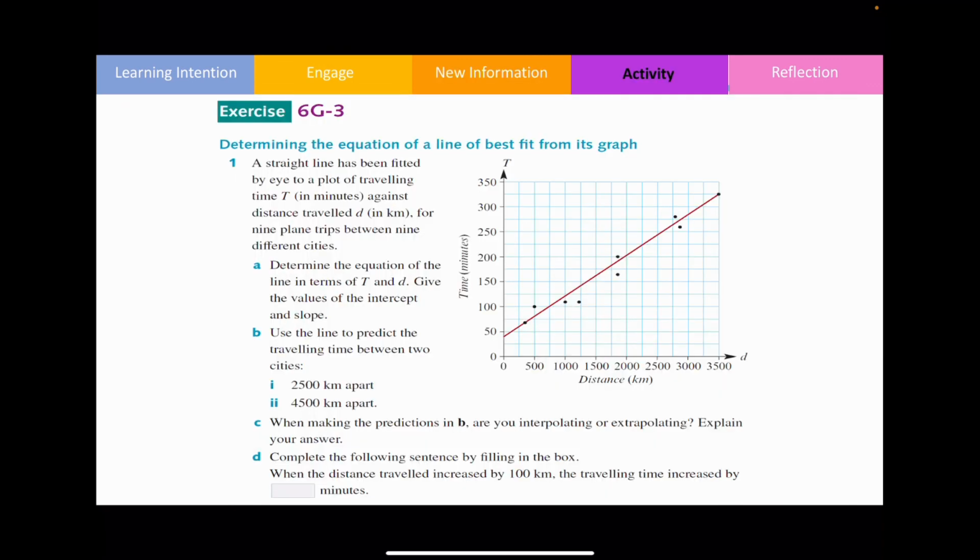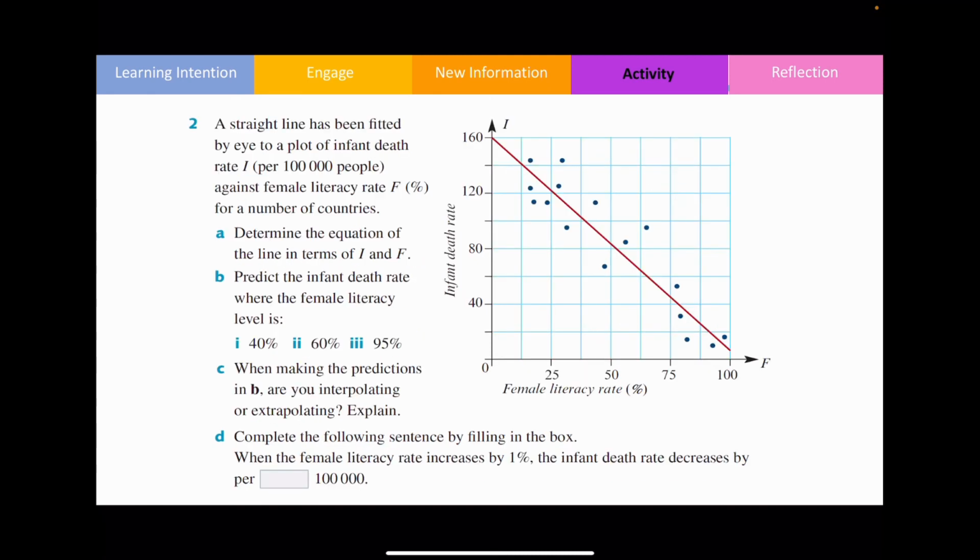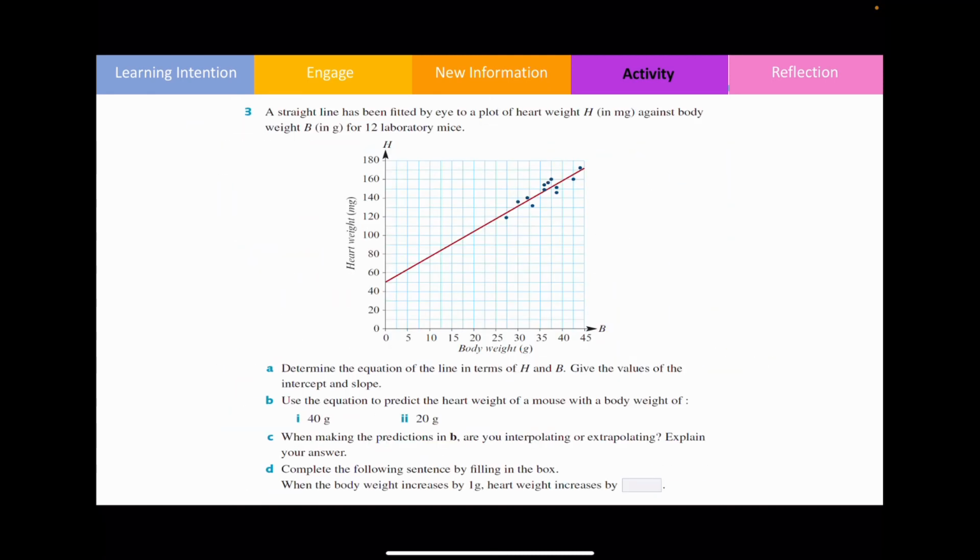To get further practice, I'd now like you guys to please answer questions from exercise 6G part 3. There's a total of 3 questions, so it shouldn't take you too long.